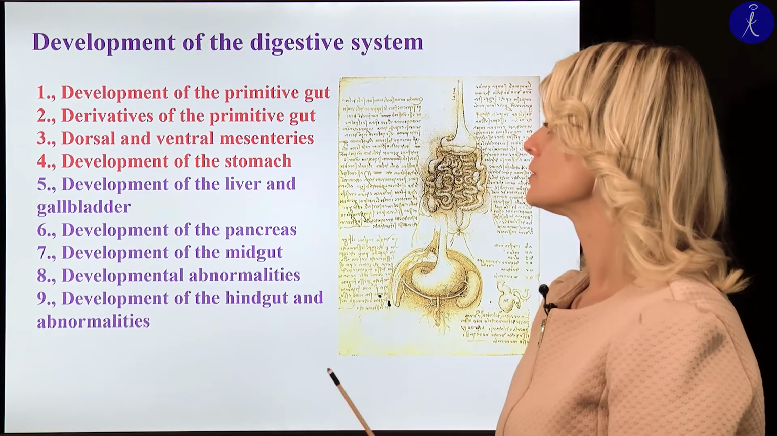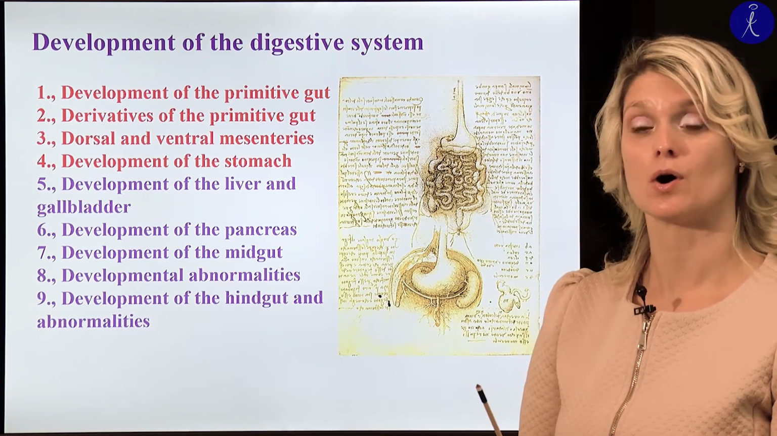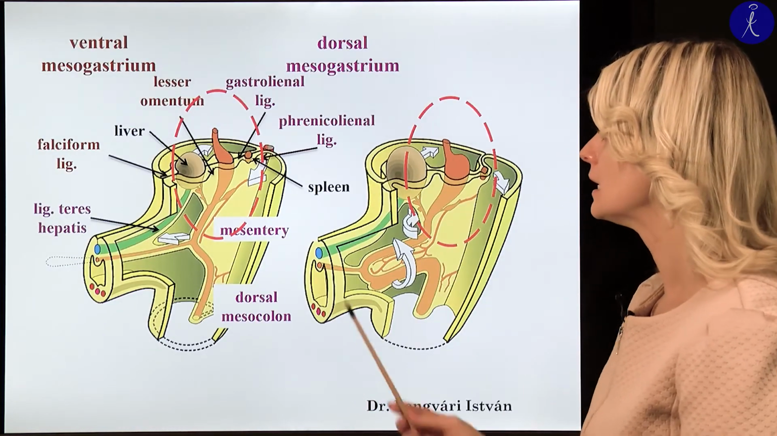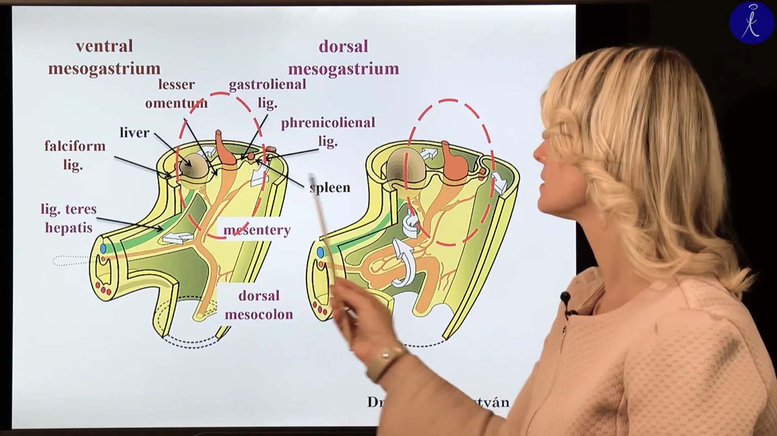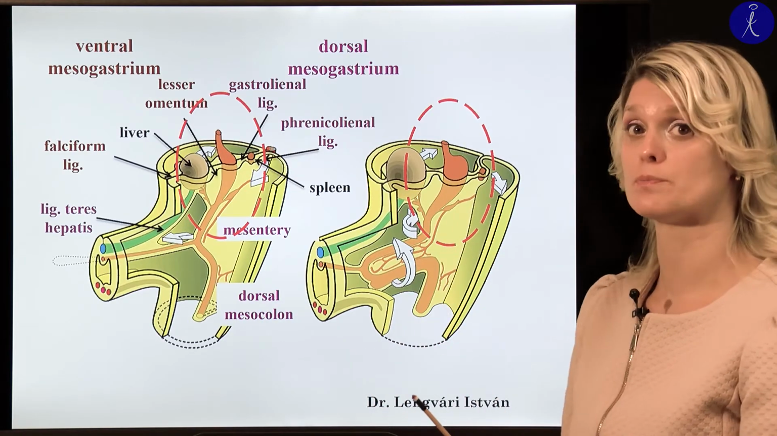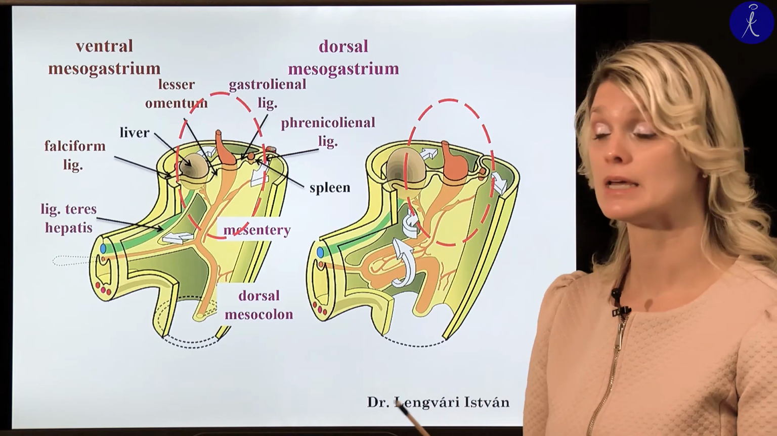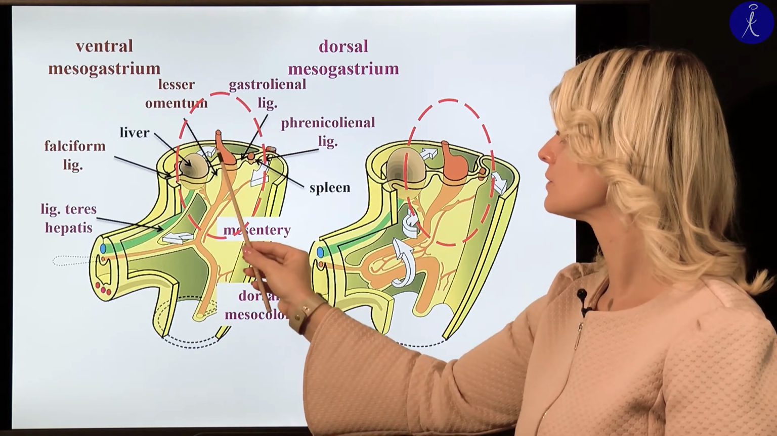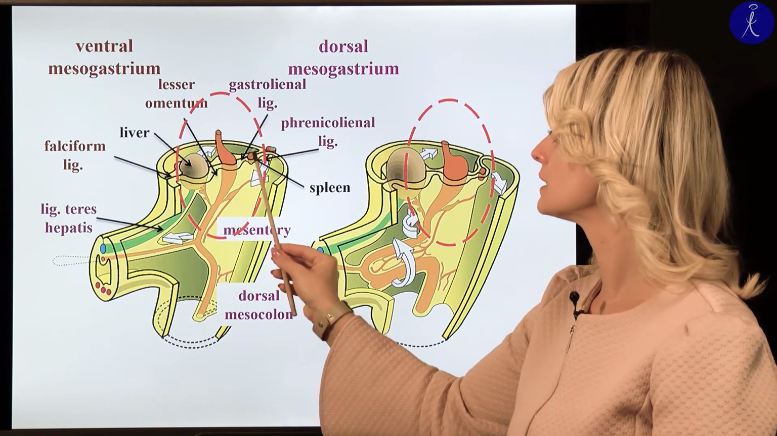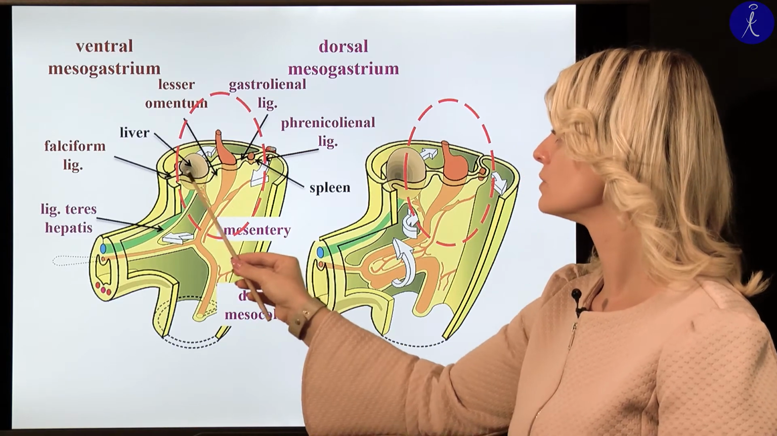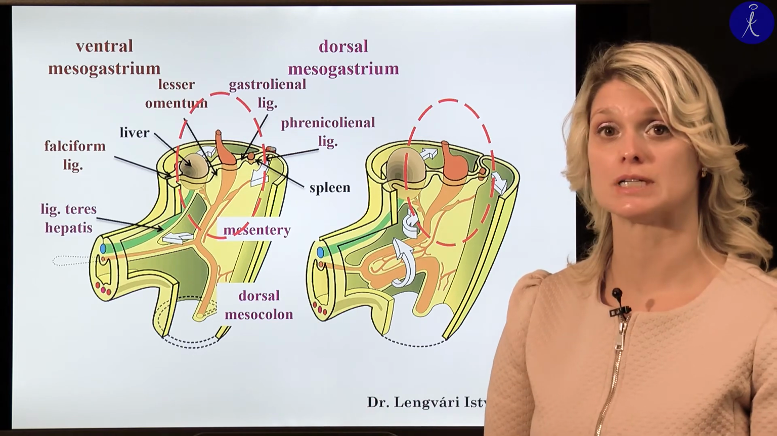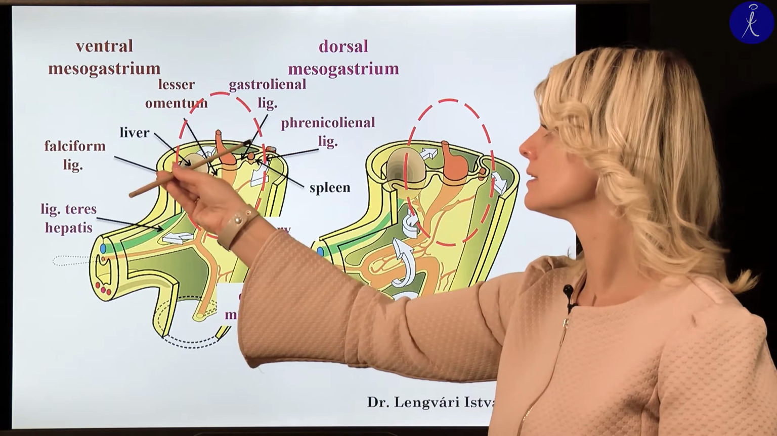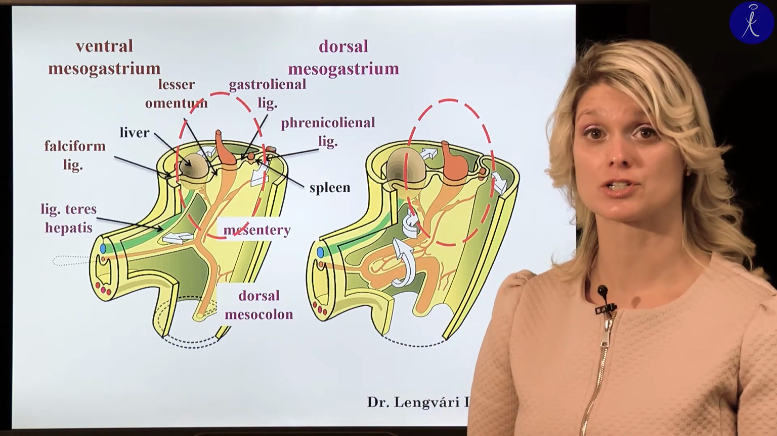Now I would like to continue with the description of the development of the stomach, which is from the foregut. It is really important to understand here the position of the primitive gut at the beginning. At the beginning you can see that in front of the primitive gut we can see the liver and the spleen, all of these organs with the ligaments which will fix them to the anterior and posterior body wall. They are in the mid-sagittal direction.